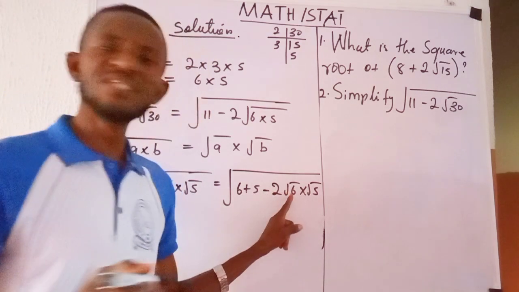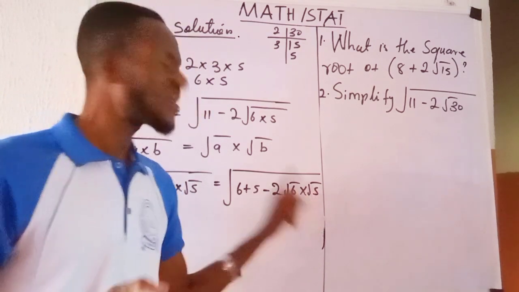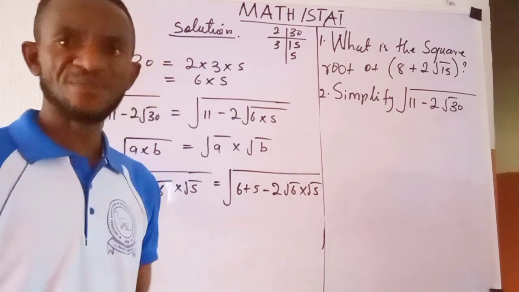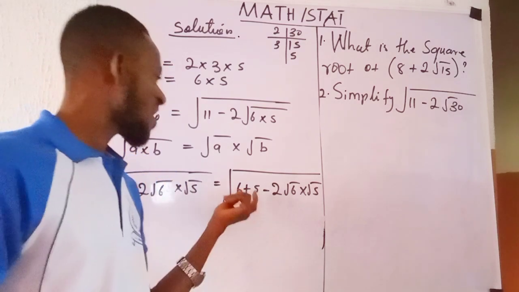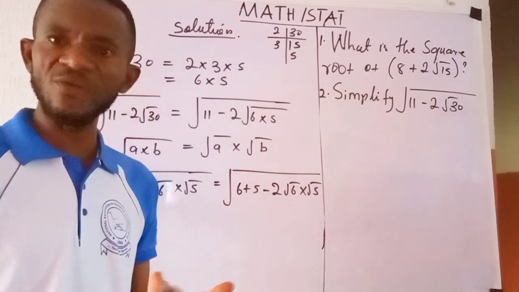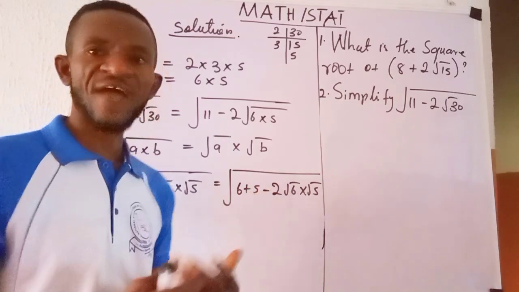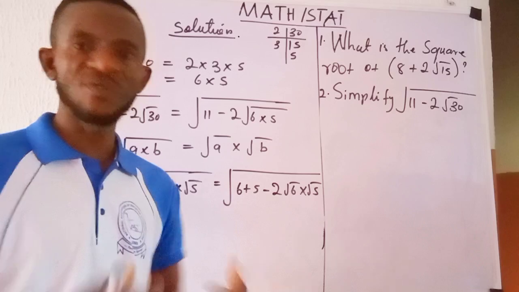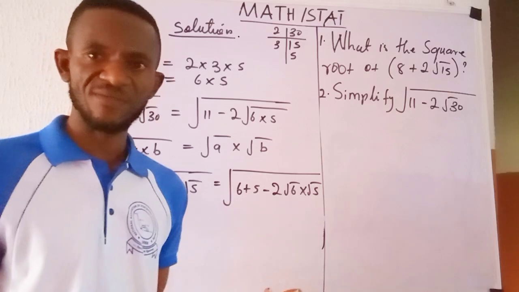Here, this appears as root 6, and this appears as root 5. I ask myself a question: is there a way I can convert 6 into a root without changing its value, and equally convert 5 into a root without changing its value? The answer is yes, there is.